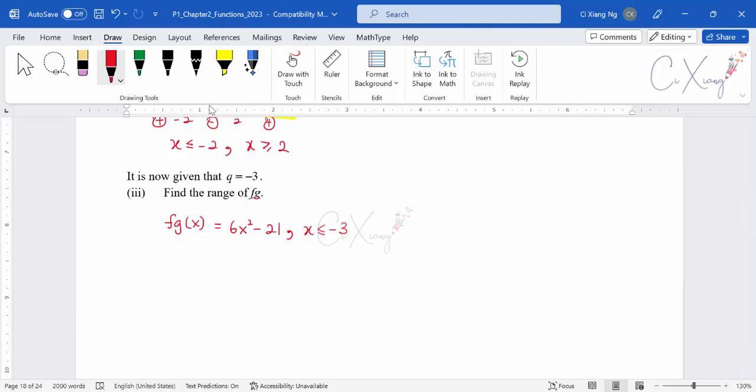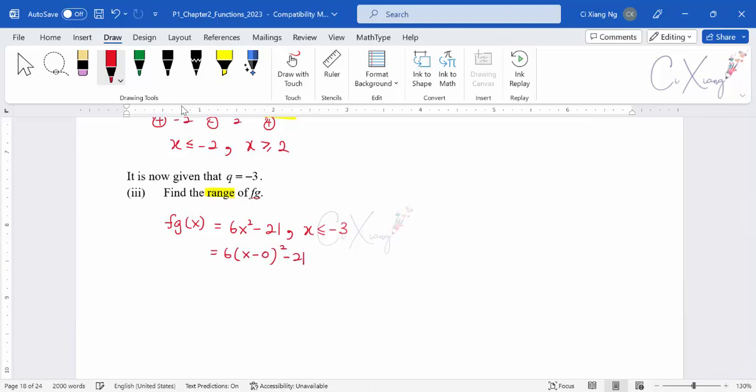Okay, so how can I decide the range for this question? They're asking for the range, right? Again, usually when I want to decide the range, I would try to imagine the graph, the quadratic curve, in my mind first.